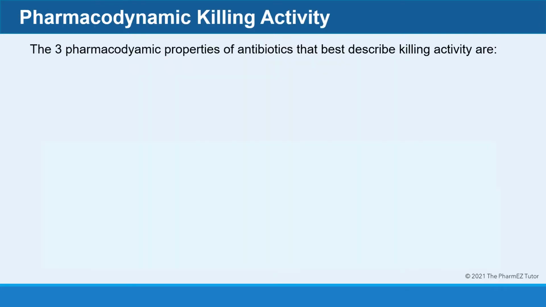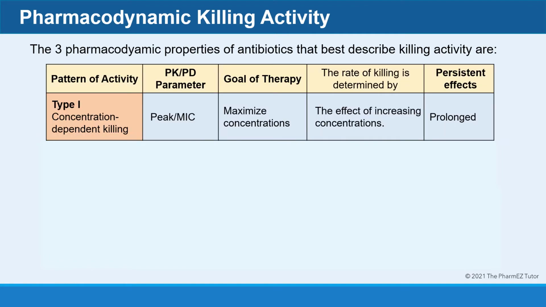There are three pharmacodynamic properties of antibiotics that best describe their killing. These are, number one, concentration-dependent killing. The PK/PD parameter for this type of killing is peak concentration divided by the MIC. The goal of therapy is to maximize concentrations, because the rate of killing is determined by increased concentrations. The persistence effects are prolonged.